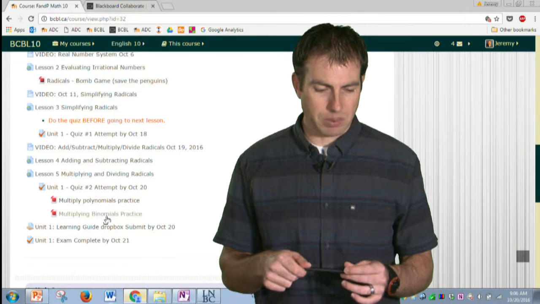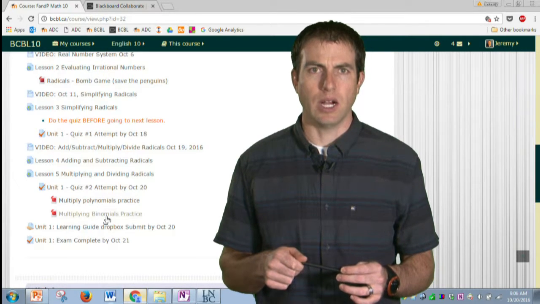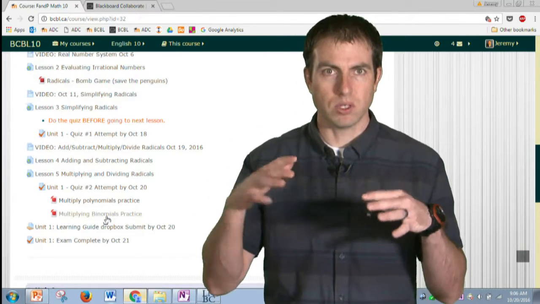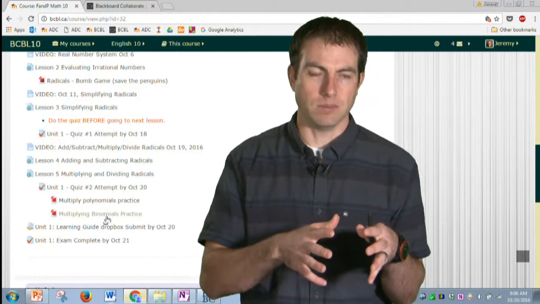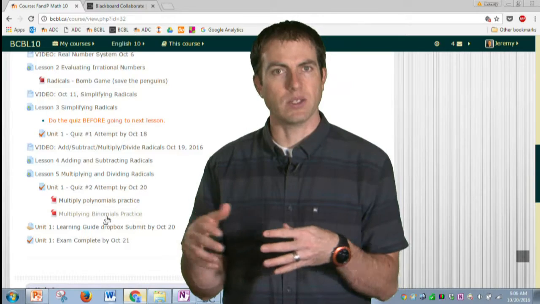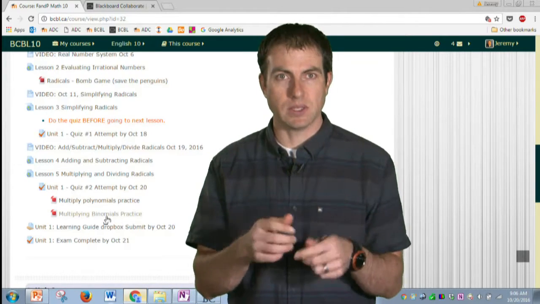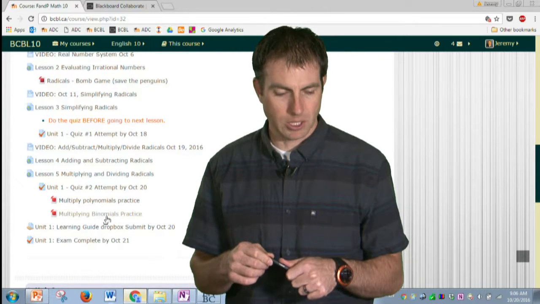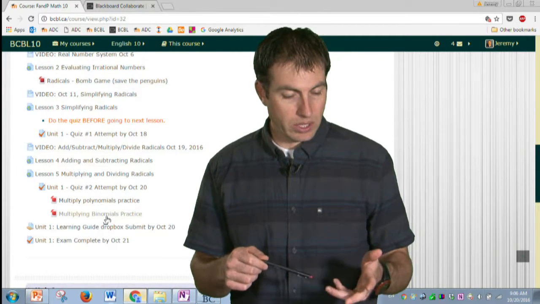But we expect you to be able to do it with radicals, and sometimes that's a big step, going from multiplying polynomials to multiplying radicals. So we'll look at really basic examples, and then we'll apply that to radicals, and hopefully that works out a bit better. So that's what I want to start with.